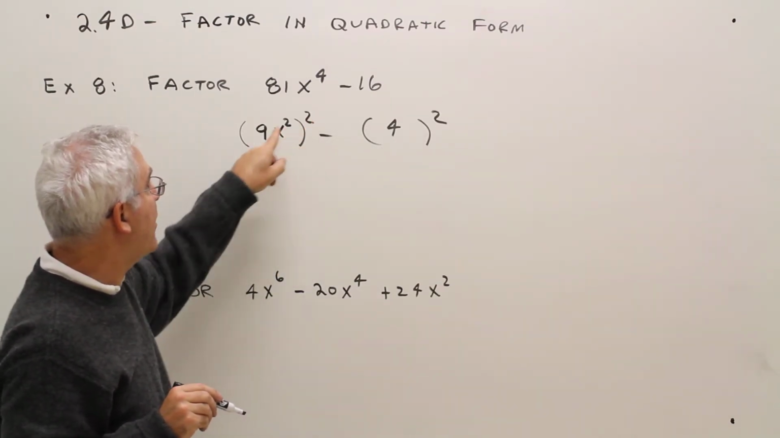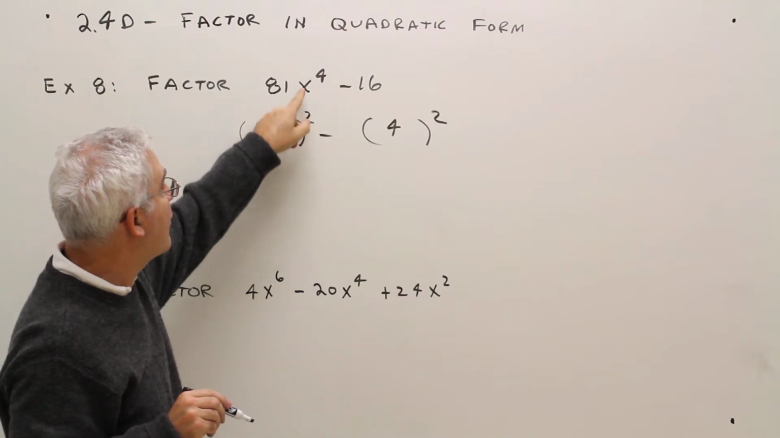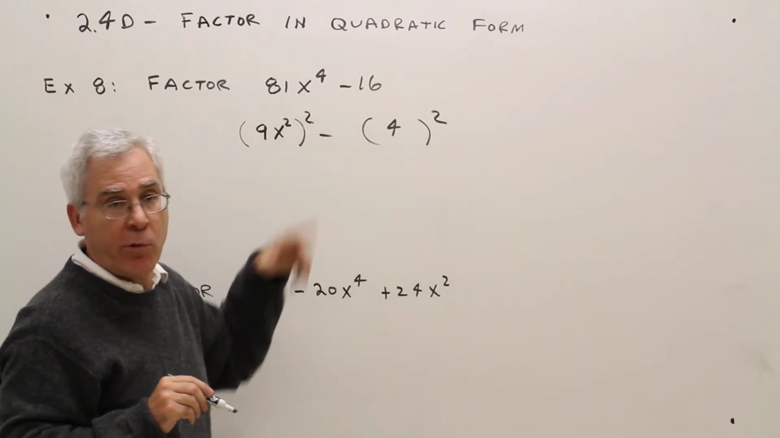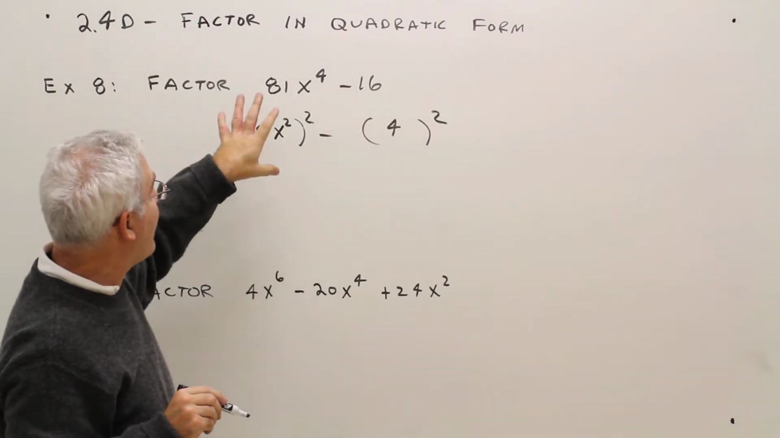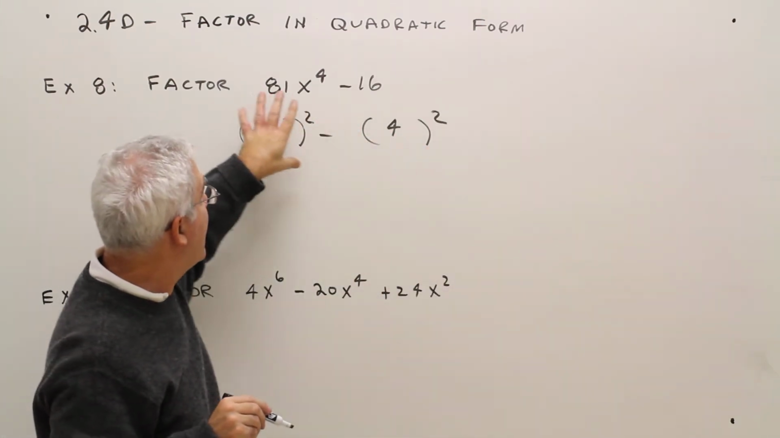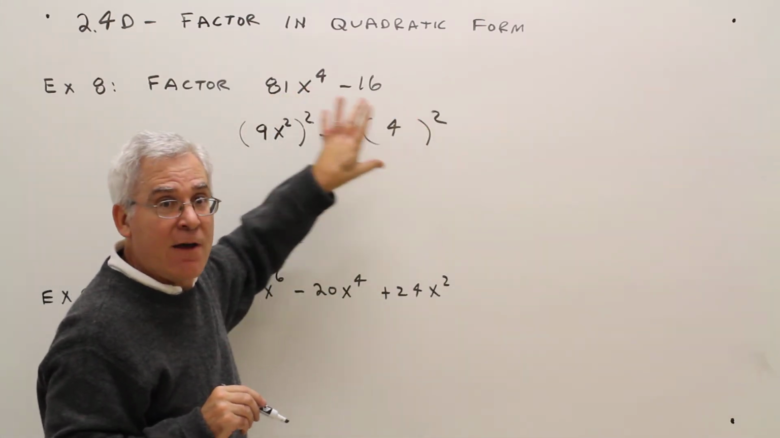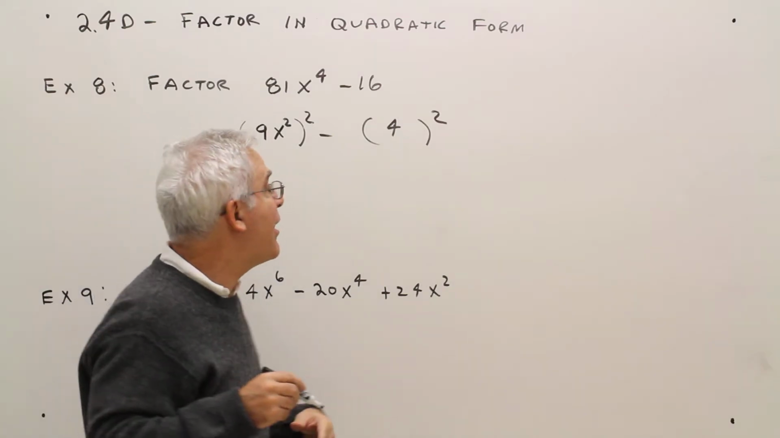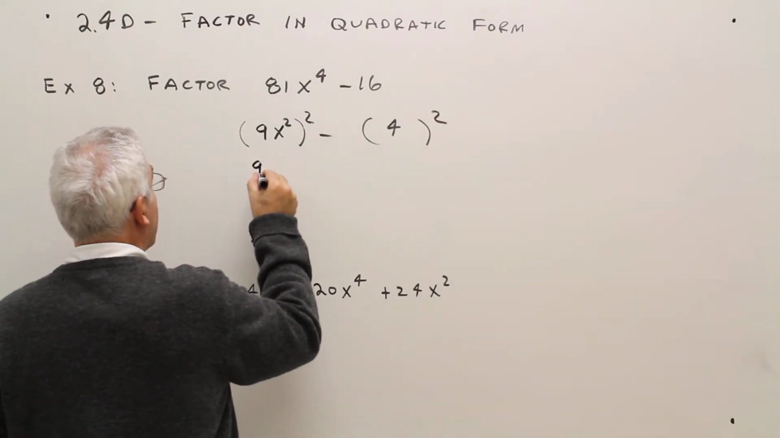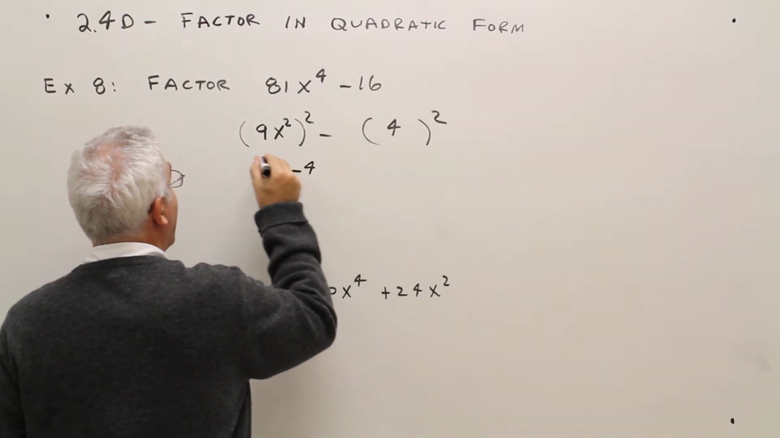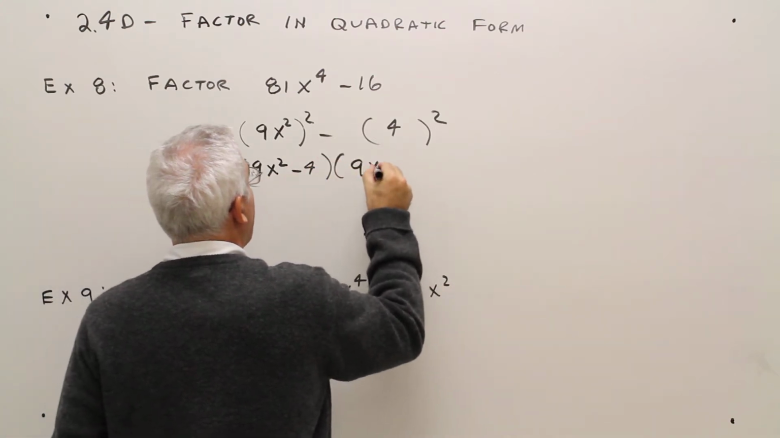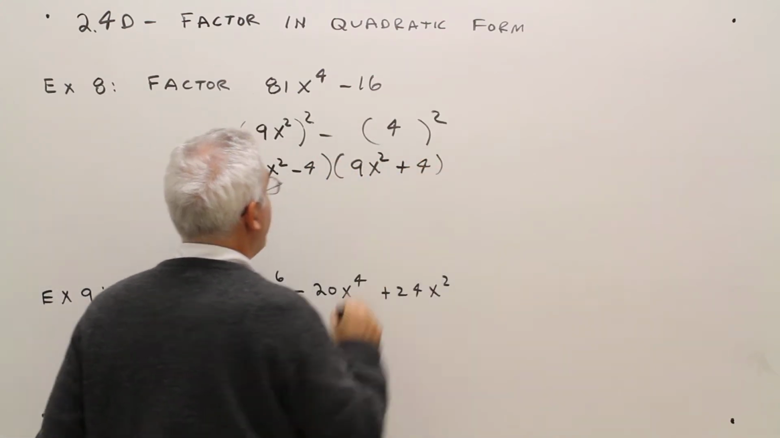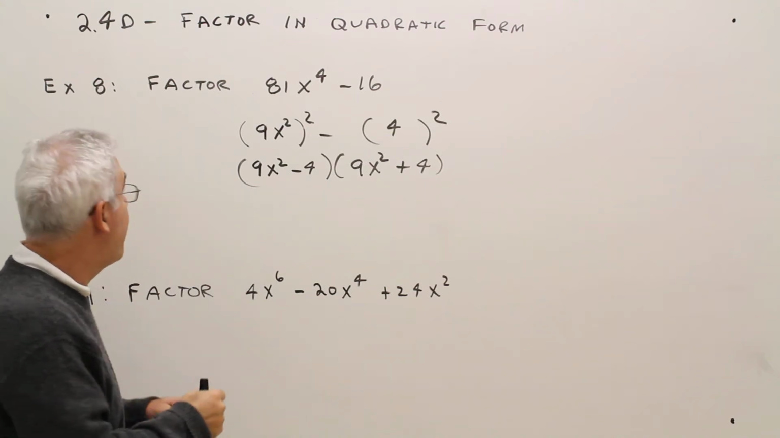Okay, you can check your work. 9 squared is 81, x squared squared is x to the fourth, 4 squared of course is 16. So once I've got somebody squared minus somebody squared, it's inside stuff minus inside stuff times inside stuff plus inside stuff. So 9x squared minus 4 times 9x squared plus 4. But wait, there's more.